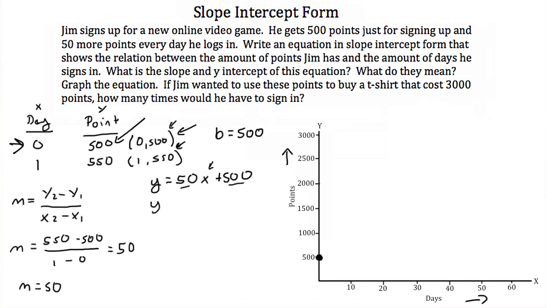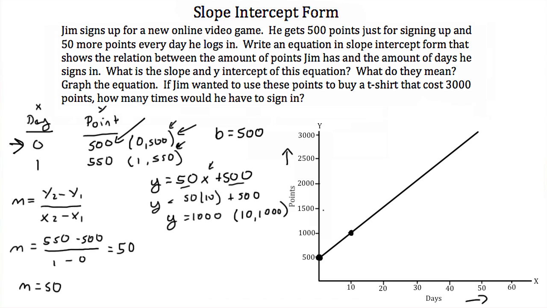So we'll get y is equal to 50 times 10 plus 500. And we're going to get a y of 1,000. So in 10 days, he's going to have 1,000 points. So our next point would be right there. And we could connect our dots. And that is the graph of our linear equation, y is equal to 50x plus 500.